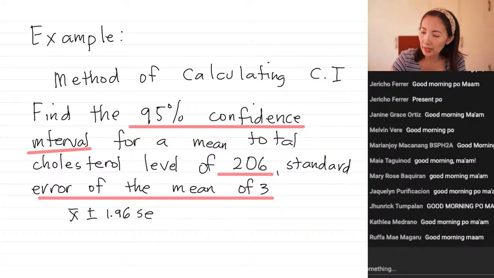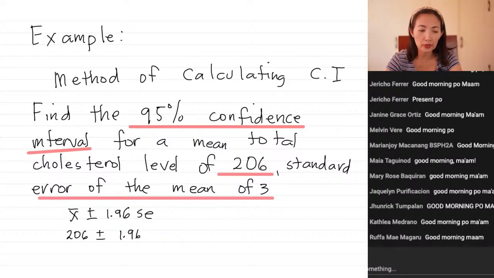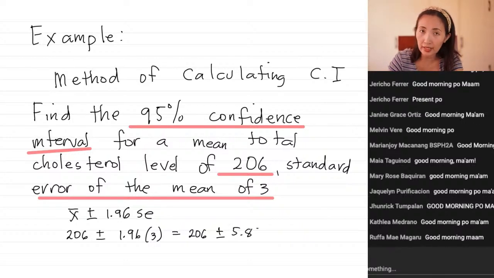So our mean here is 206 plus minus 1.96 times the standard error, which is 3. And what will this be? 5.88. So 206 plus minus 5.88. And this gives two values.